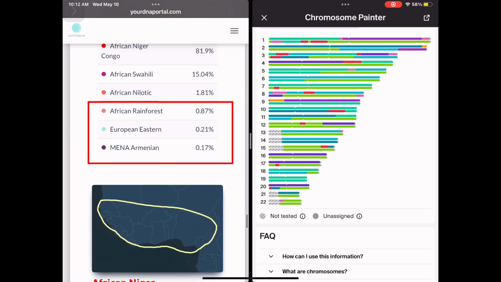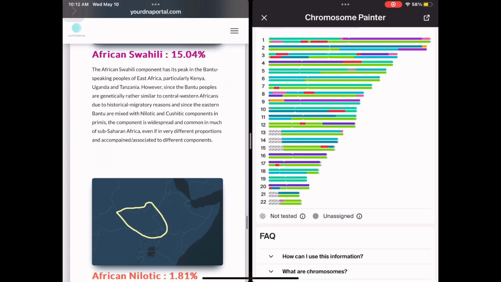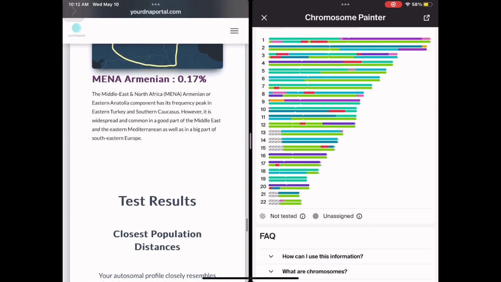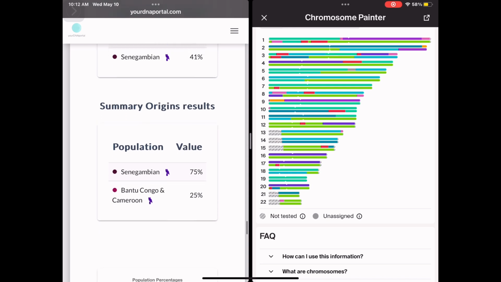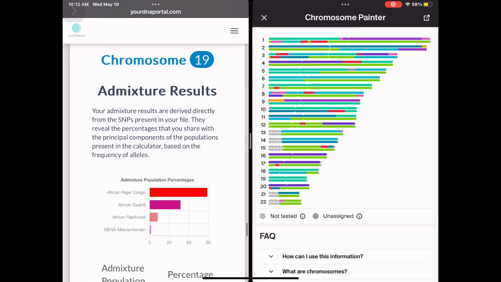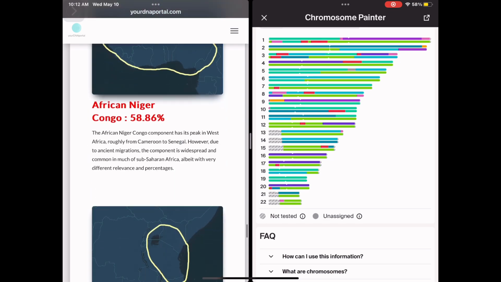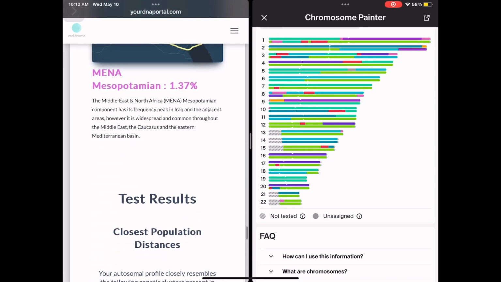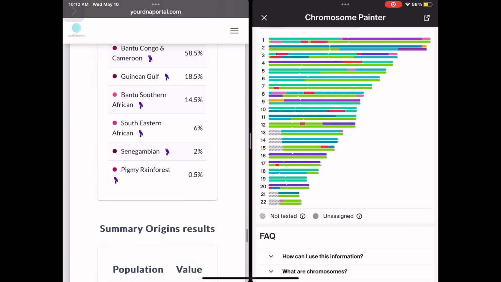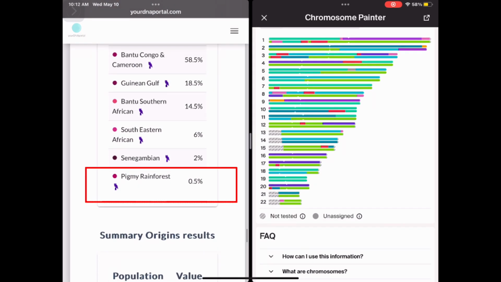Chromosome 18 shows African Rainforest at 0.87%, European Eastern at 0.21%, MENA Armenian at 0.17%. Chromosome 19 shows pygmy rainforest at 0.5%.